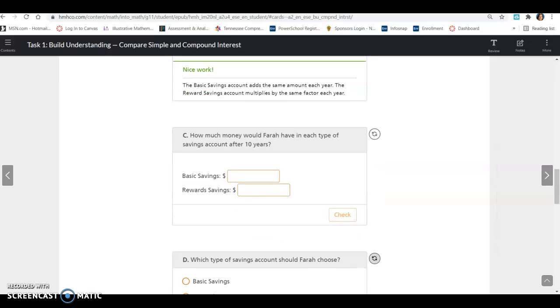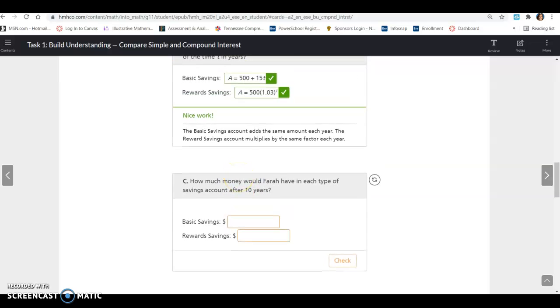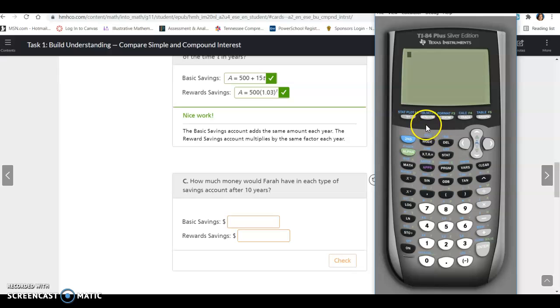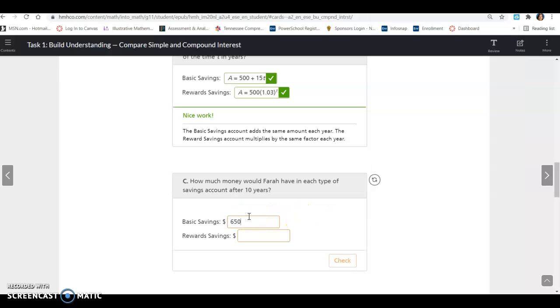How much money would Farah have in each type of savings account after 10 years? All right, so we can use this formula here to look. So if I pull up my calculator, I can do 500 plus 15 times time. We're doing it for 10 years, so t will be 10. That's going to give us $650 in our basic savings account.